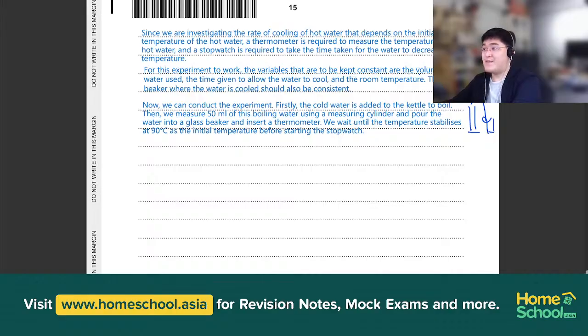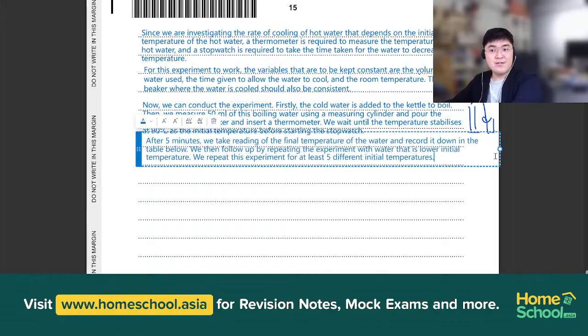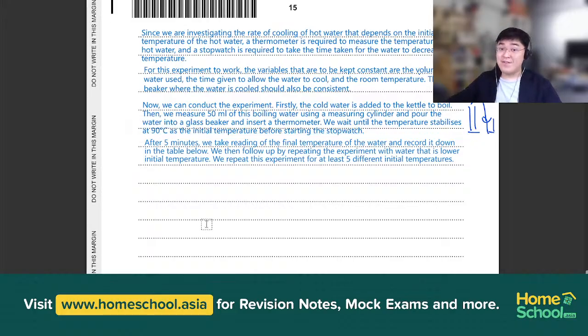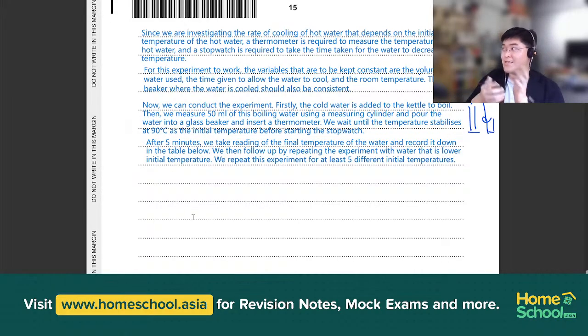Right, so the next step is, after 5 minutes, we can now take the final temperature of the water after it cools down, and then record it in a table. And then this first part of the experiment is done. Now we repeat the exact same steps again, but with a lower temperature. For example, 80 degrees, 70 degrees, 60 degrees, and so on.